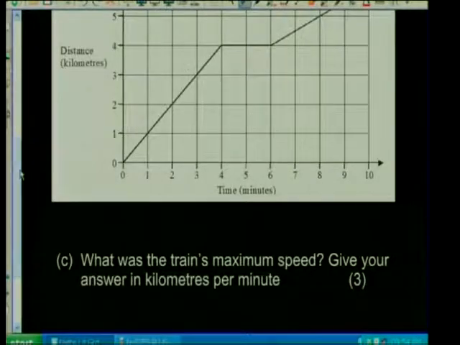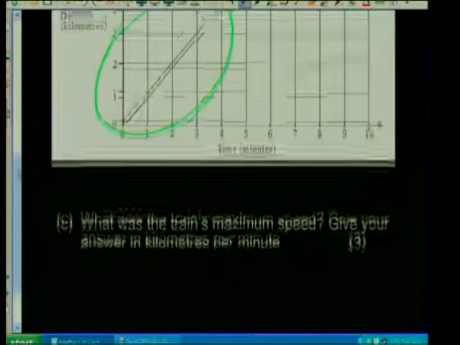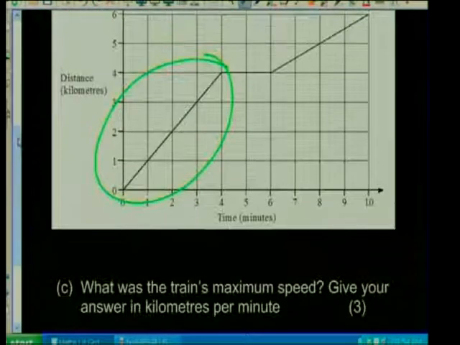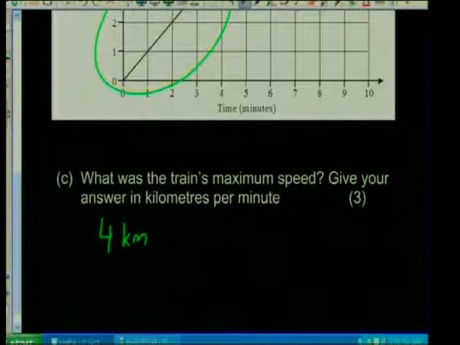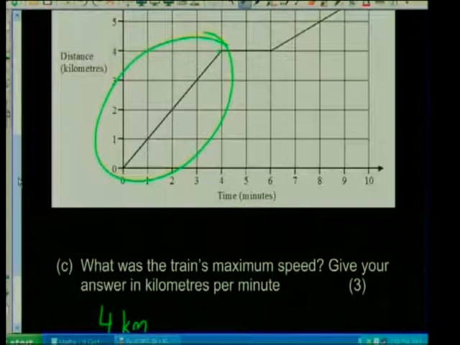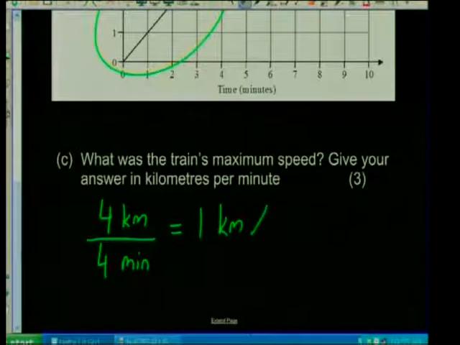So I'm going to take this part of the table. Oops, I've lost my pen. I'm going to take this part of the graph and I'm going to work out kilometers per minute. Well, how many kilometers did we go? To this point, we went 4 kilometers. And we need to know how many minutes is 4 minutes. And that's quite an easy calculation. So we've got 1 kilometer per minute. And don't forget to add the units.